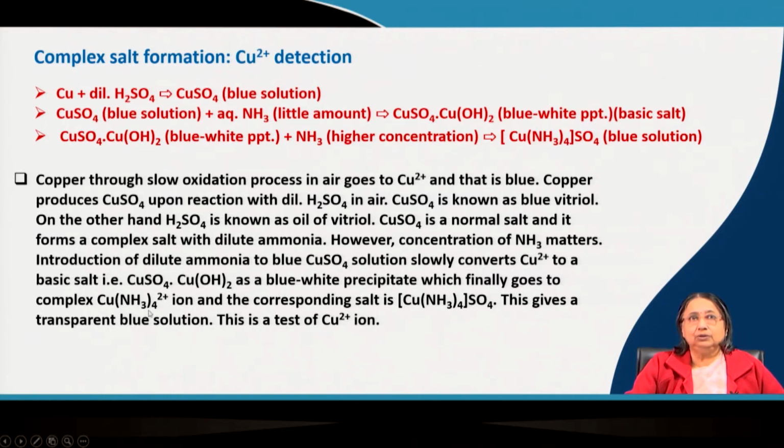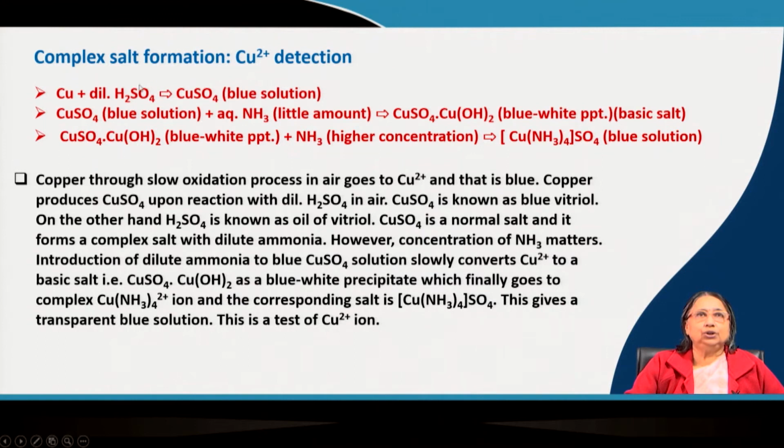How? Due to the formation of the copper amine complex, Cu(NH3)4 2 plus, this is the ion, and the corresponding salt is Cu(NH3)4 sulphate, because the sulphate ion is there. So, it will form this salt. So, you have increased the ammonia, then this precipitate will go into solution and it will form this one. This gives a transparent blue solution and this is a test of copper 2 plus ion.